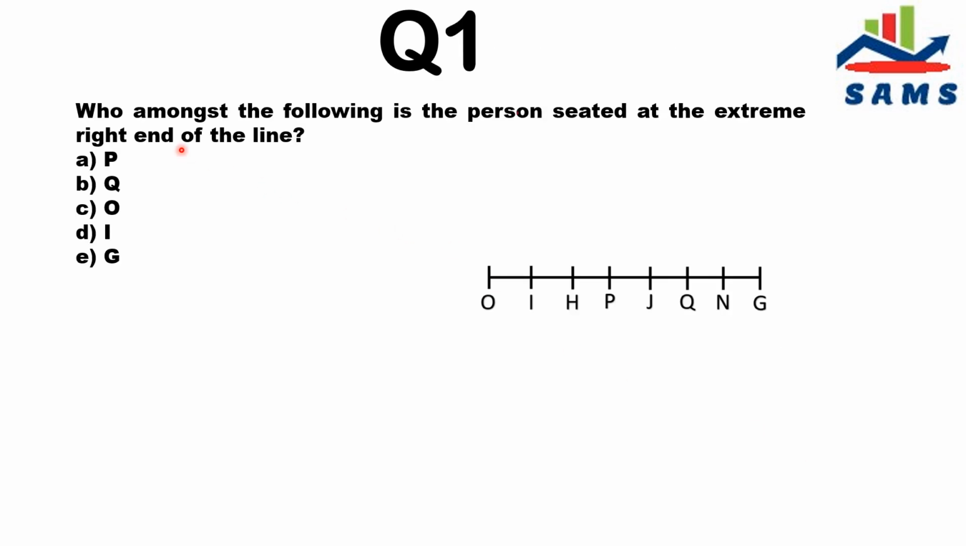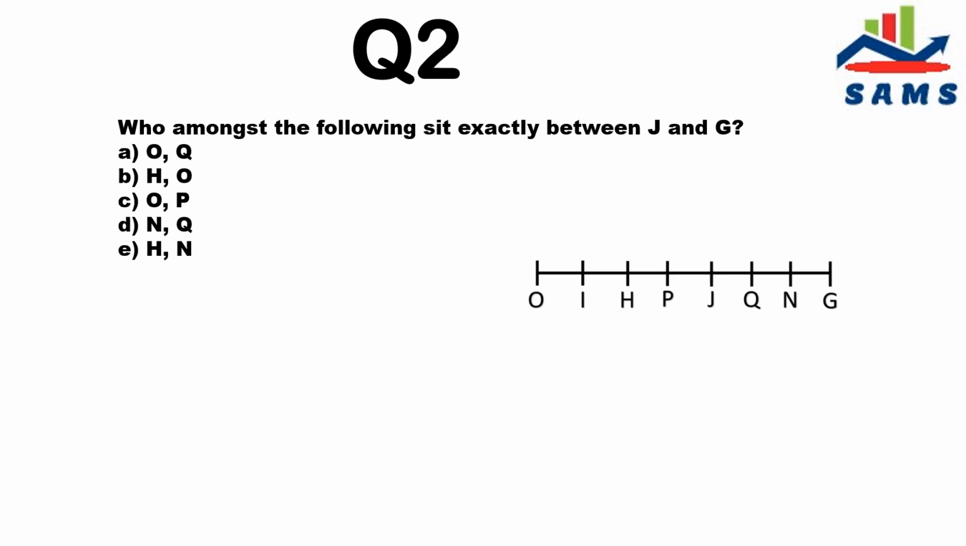Let's have a look at the questions now. The first question is, who amongst the following is the person seated at the extreme right end of the line? As you can see on your screen, G is the person who is seated on the extreme right. So our answer would be option E, that is G. The second question says, who amongst the following sits exactly between J and G? Between J and G, we have Q and N. So our answer will be option D, N and Q.